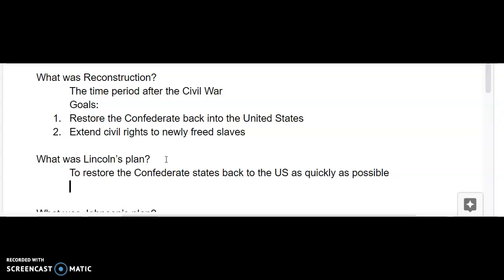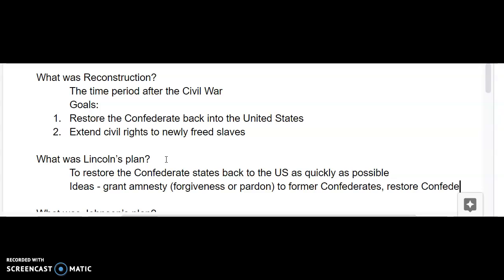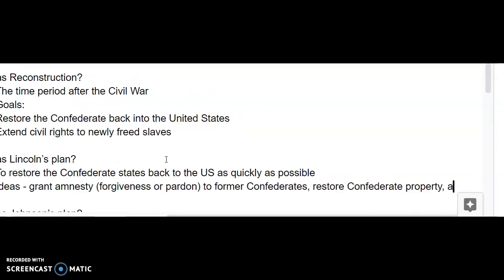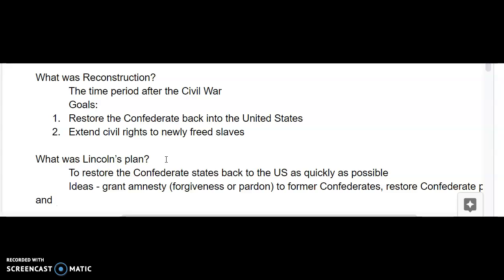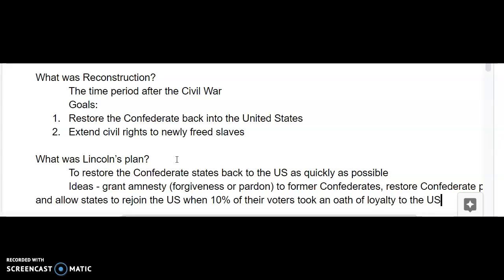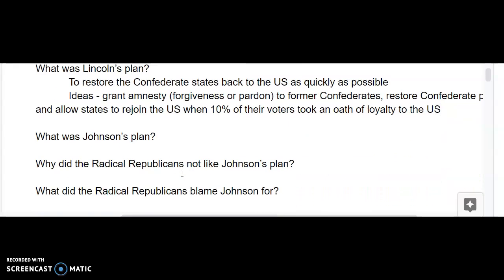So Lincoln's ideas were to grant amnesty, which we'll say forgiveness or pardon, to former Confederates, restore Confederate property, and to allow states to rejoin the U.S. when 10% of their voters took an oath of loyalty to the U.S. So kind of like a very serious pledge of allegiance, saying that they were going to be loyal.